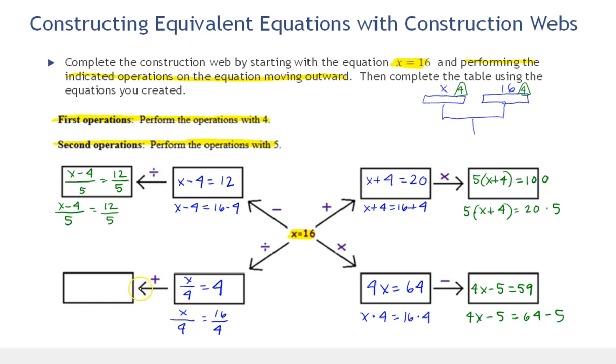And the last one, we want to add 5 to this equation. So x over 4 plus 5 equals 4 plus 5. So x over 4 plus 5 is equal to 9.